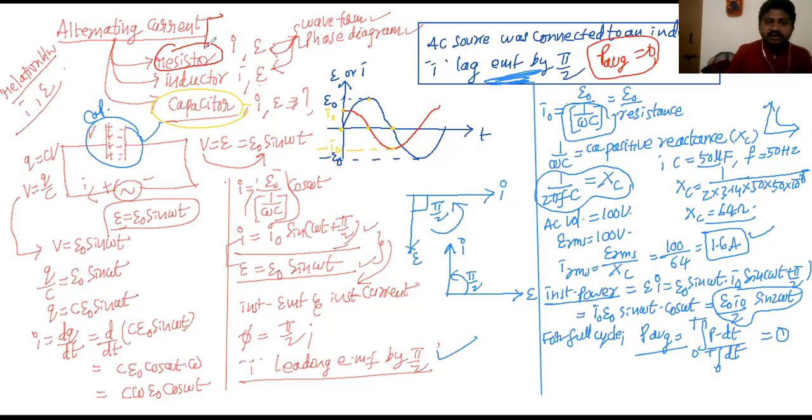What was the answer for the resistive circuit? It is I square RMS into R. So that is the average power consumed in the case of a resistor. But that is only the situation where it is not equal to 0, whereas the average power consumed in the inductive circuit is 0 for the full cycle, and for the full cycle the average power consumed in the capacitive circuit is also 0. Okay, clear? So this is how the concepts will be asked.